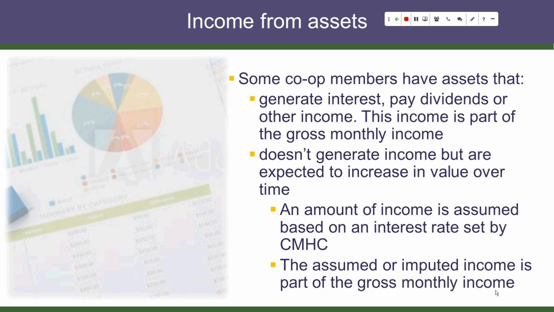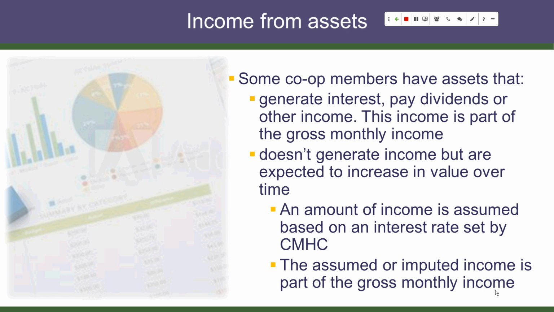Some members actually have assets that generate interest, pay dividends, or other income. This should be considered as part of your gross monthly income calculations. Even if it doesn't generate income but is an expected increase in value over time, then the amount of income is assumed based on an interest rate set by CMHC. Currently, the imputed rate of return is at 0.0%, so 0%. So when that changes, of course, your calculations change, but for now it's at 0.